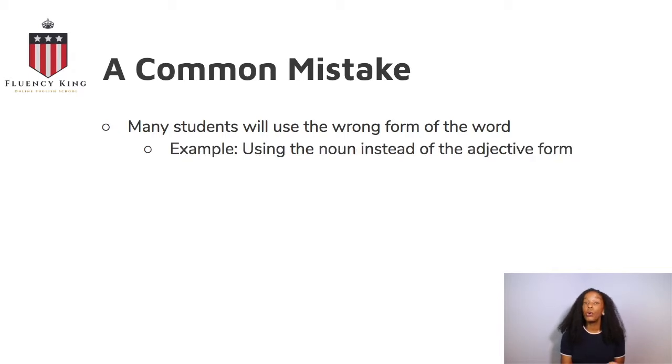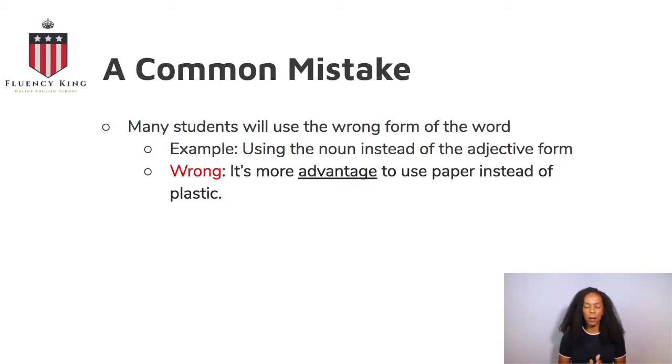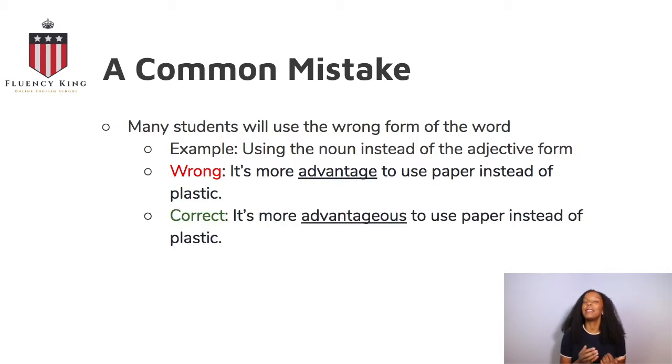The most common mistake English learners make is using the wrong version of the word in their sentences. So usually they use the noun form instead of using the adjective form of the word when it's more appropriate. I've seen this when I'm looking at their papers. They'll say it's more advantage to use paper instead of plastic. And the correct answer would be it's more advantageous to use paper instead of plastic.